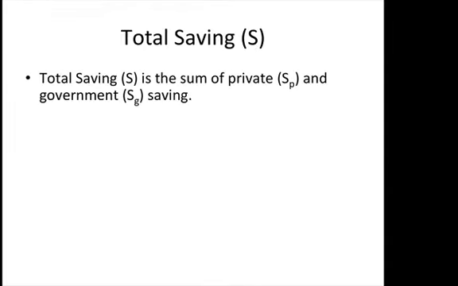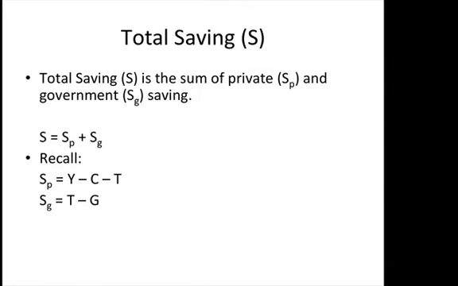Now let's talk about total saving. Total saving is the sum of private saving and government saving. Also recall that private saving is what? That's GDP less consumption less net taxes. Government saving is net taxes less government purchases of goods and services. So total saving is equal to private saving plus government saving. Now let's make the substitutions for private and government saving. Here's a substitution for private saving, and here's a substitution for government saving.